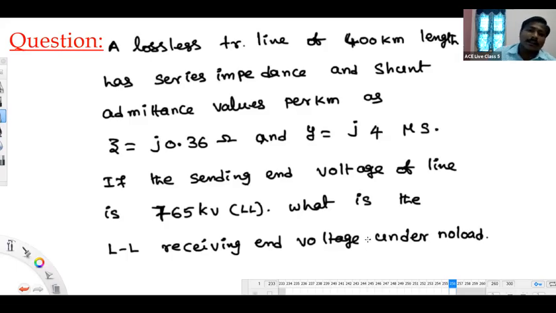If the line is not lossless, it's very laborious. You have to deal with hyperbolic cosine and hyperbolic sine values. Okay. Let's continue with this. Lossless line we have.